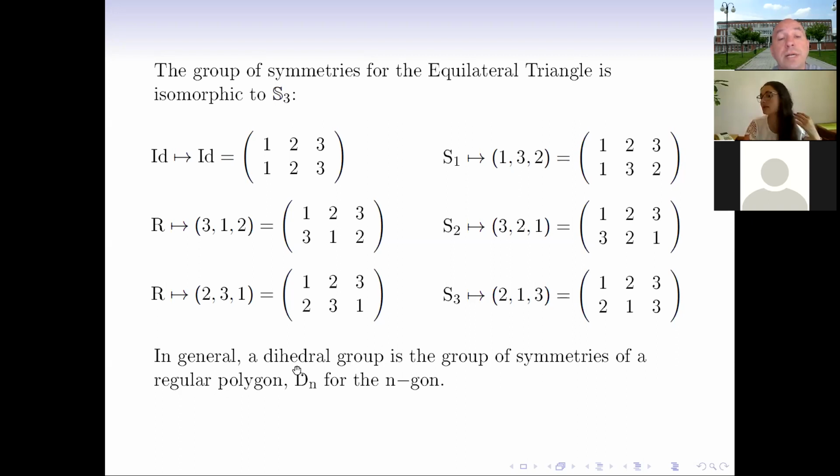In general, a dihedral group is the group of symmetries of a regular polygon, Dn for the n-gon. So before we had n equals 3. For n equals 2, actually, it's just a segment of a line with 2 points. And it's easy to see that all symmetries will consist of the identity and the reflection, which exchanges vertices 1 and 2. And this will be also S2.